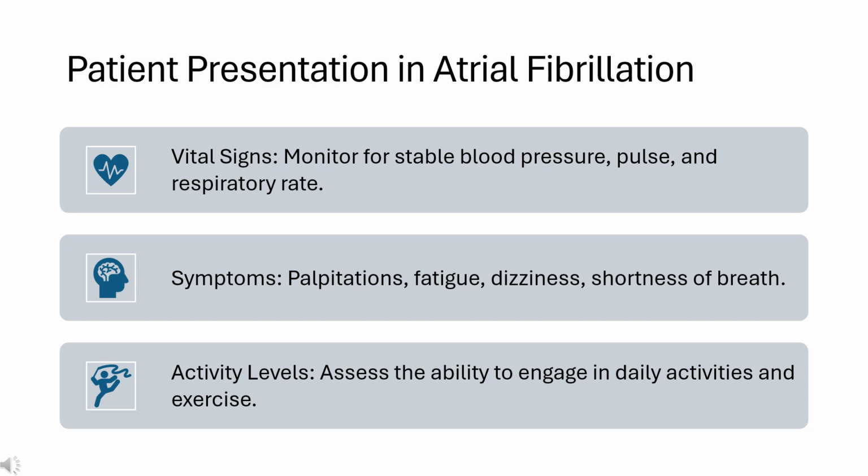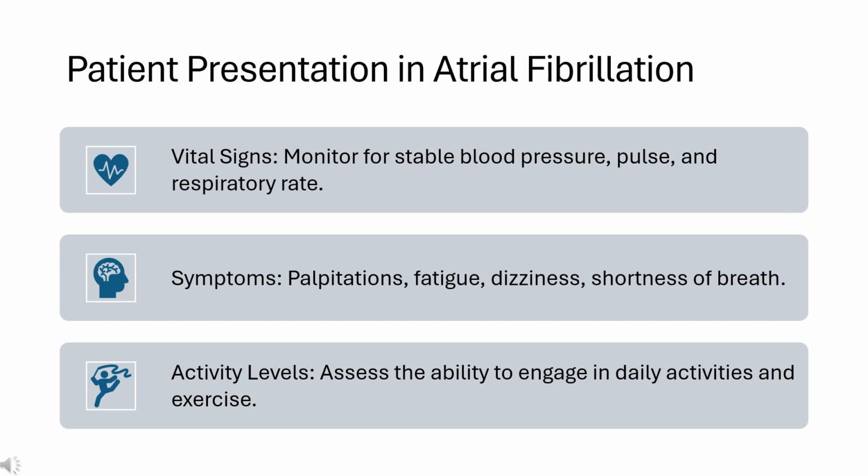AFib also often causes an irregular pulse. Palpate the radial pulse and confirm the irregularity with an ECG. Document the irregular rhythm and any significant rate changes. Monitor the rate closely. AFib can cause rapid heart rates, tachycardia, or occasionally slow rates, bradycardia. Both can have significant clinical implications.